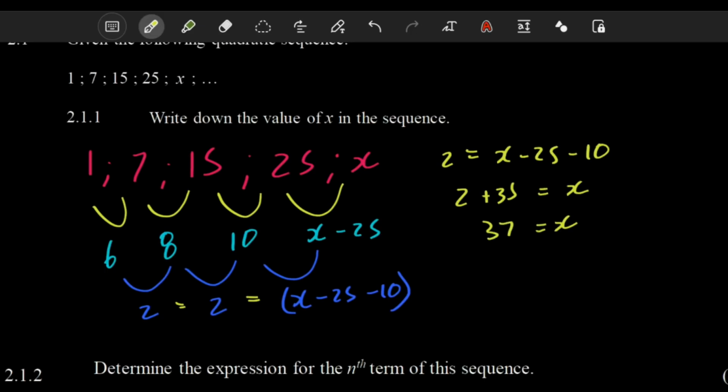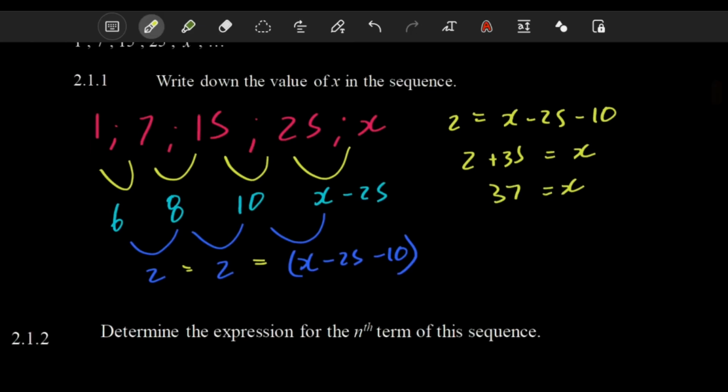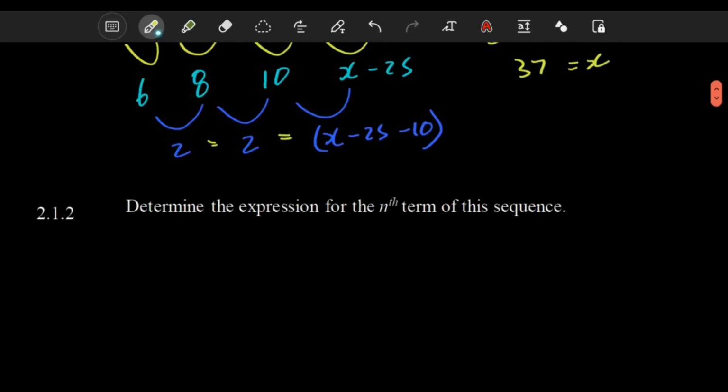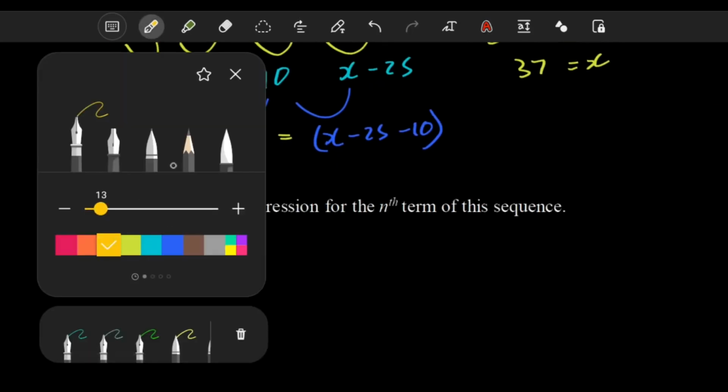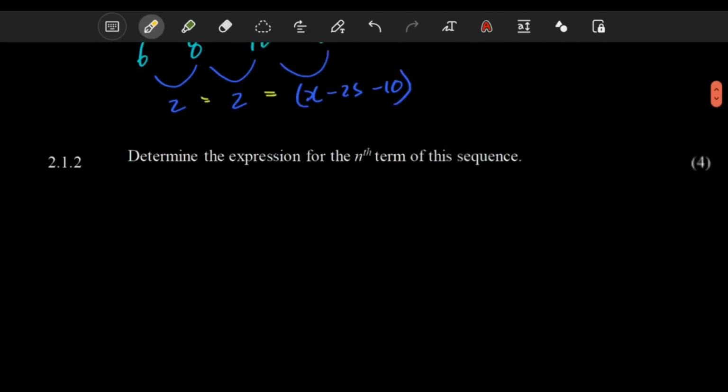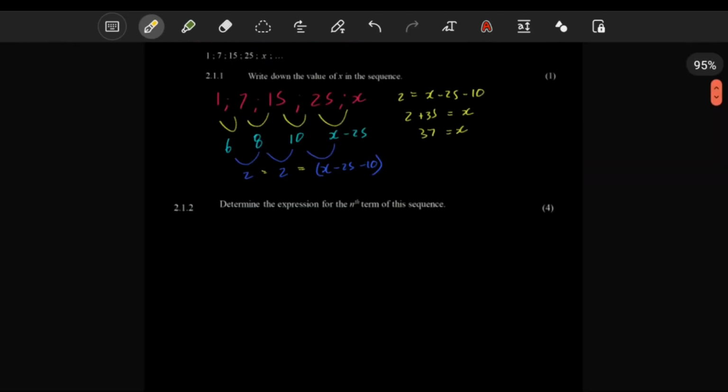Fantastic, man. We love to see it. Nothing crazy about that question. The next one. What does the next one say? It says determine the expression for the nth term of the sequence.